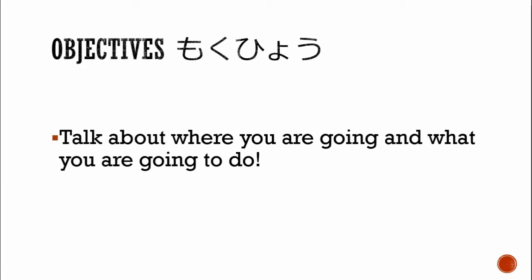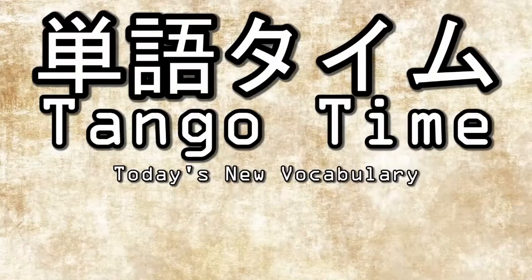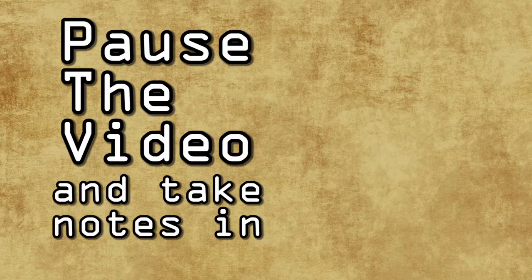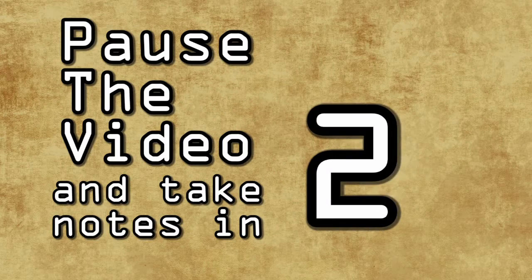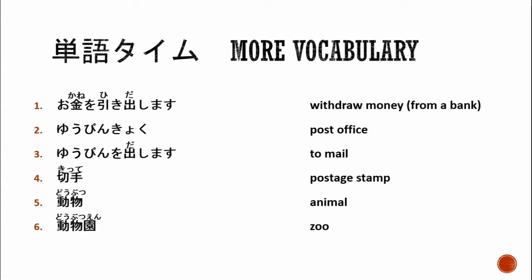Our objectives for this lesson are to talk about where you are going and what you are going to do. Before we get any farther with this video, pause right now and write down notes on these vocabulary words. Pause again here to write down these last 6 vocabulary words.